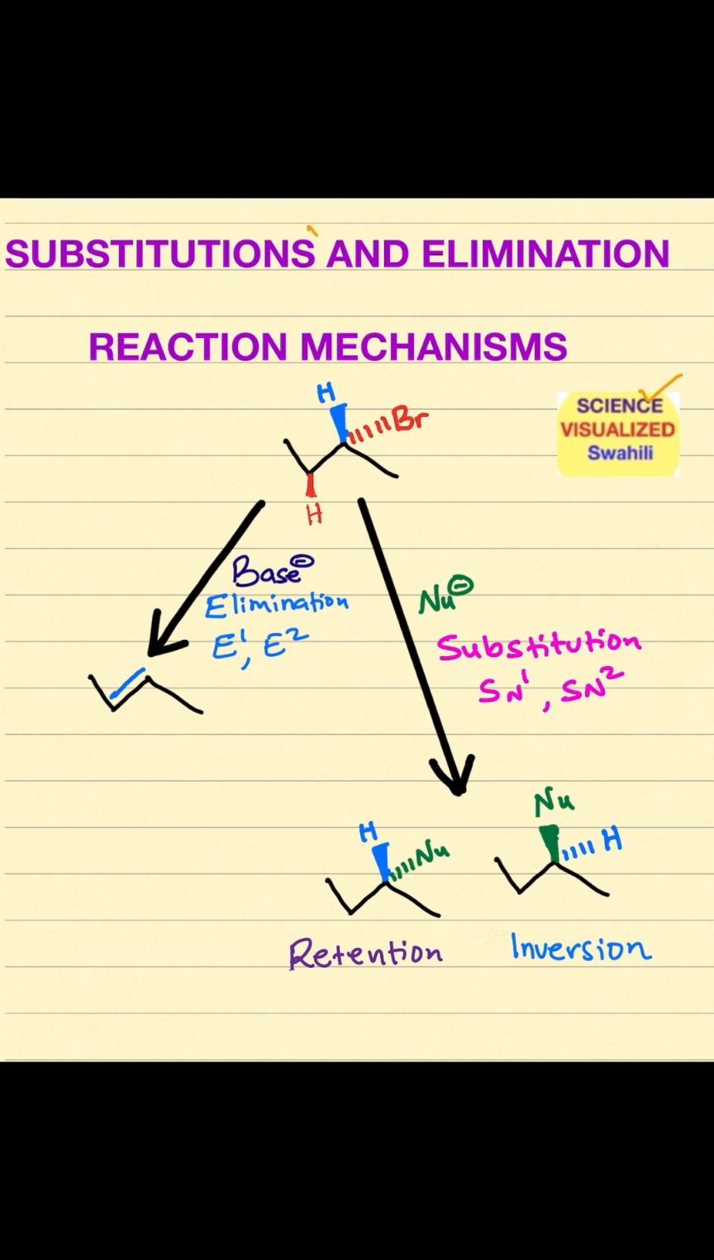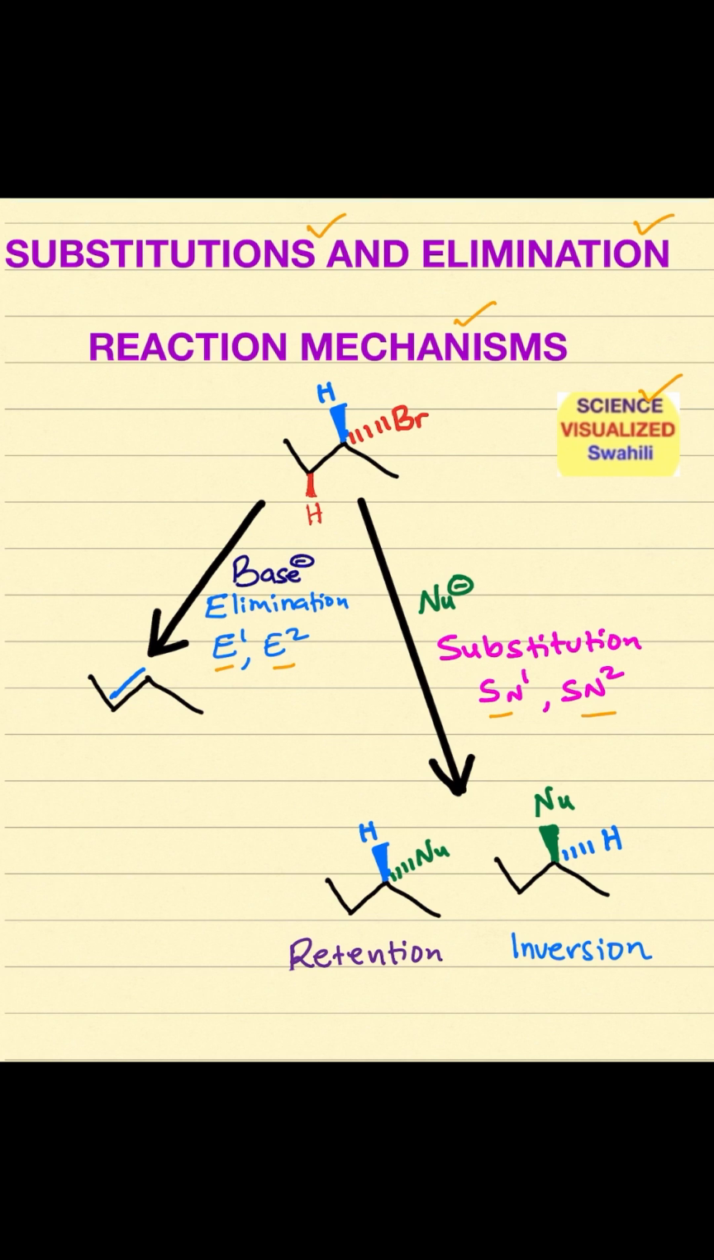Today we're looking at substitution and elimination reaction mechanisms. For elimination we're looking at E1 and E2, and for substitution we're looking at SN1 and SN2. It is possible for all these four mechanisms to be in competition or to be occurring at the same time, depending on the reaction conditions.